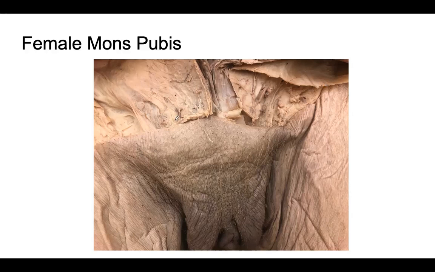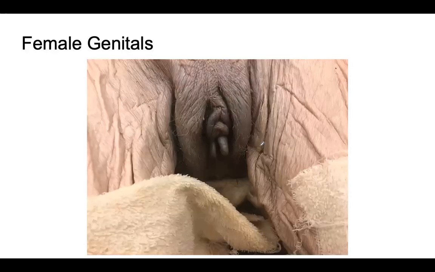Okay, so we're looking at the mons pubis here. Again, we're looking at females. The frontal region of the pubis, the pubic region, is going to be called the mons pubis. This is the surface landmark to where we have the fusion of the pubic bone. So we have the pubic symphysis located posterior to the mons pubis here.